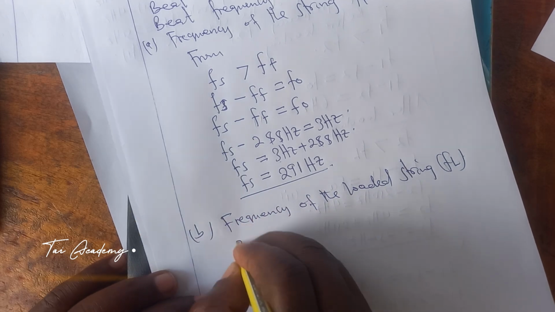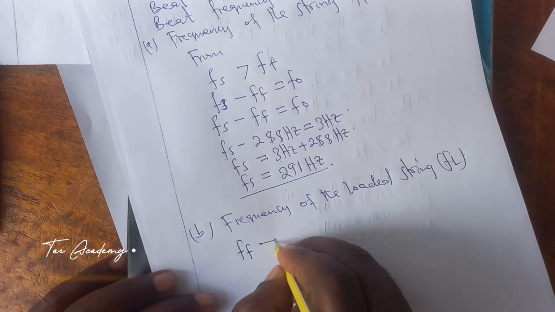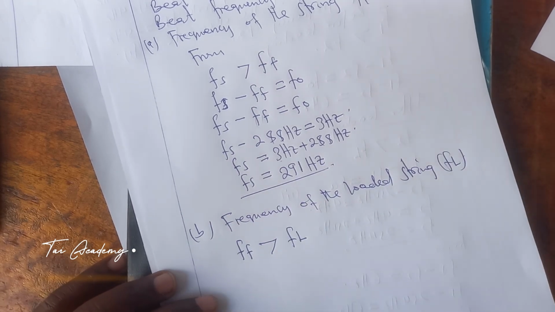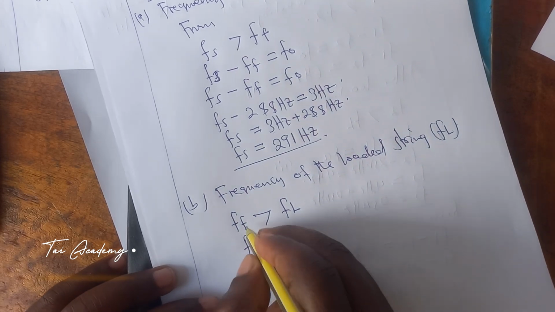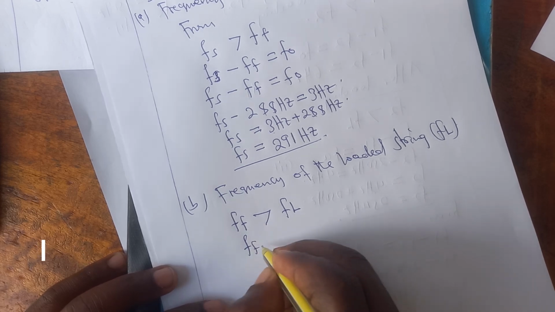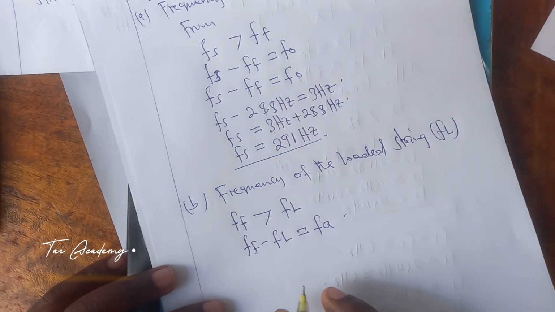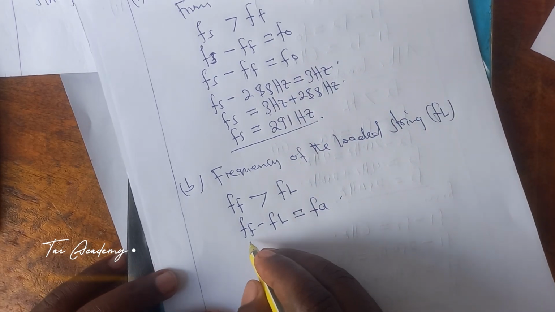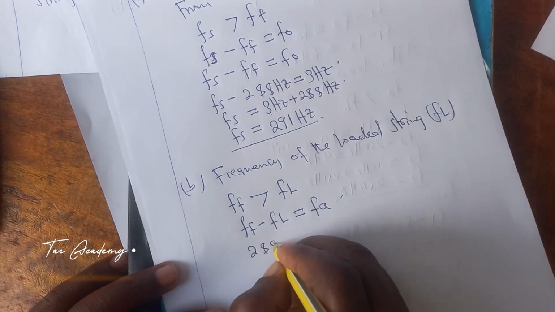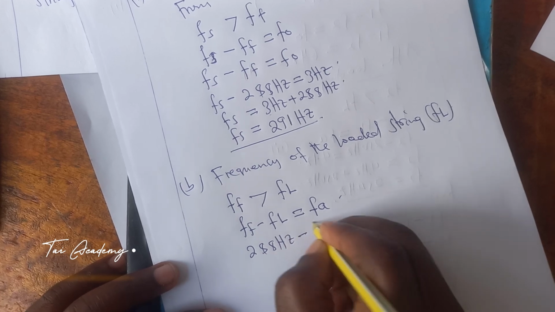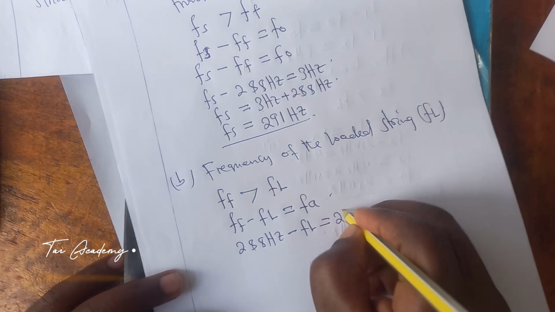Now we say the frequency of the fork must be greater than the frequency of the loaded string. Now frequency of the fork minus frequency of the loaded equals the beat frequency after loading. Frequency of the fork is 288 Hz minus frequency of the loaded equals beat frequency after loading, which is equal to 2 Hz.